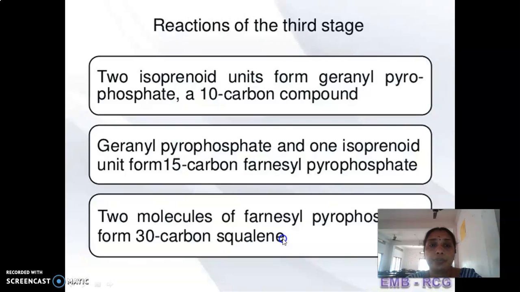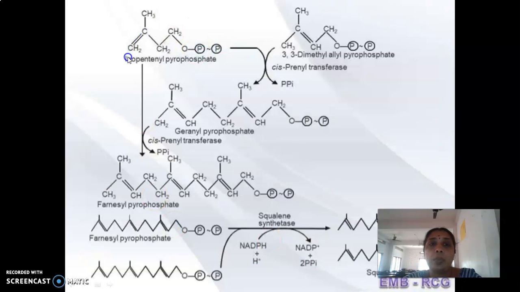I'll show you the reaction. See, this is isopentenyl pyrophosphate. So one IPP and one DPP acted upon by a transferase enzyme give geranyl pyrophosphate. See, the double bonds are in the isoprenoid side chain in alternate positions, to give rise to the 10 carbon, the 1, 2, 3, 4, 5, 6, 7, 8, 9, 10. Right? So the 10 carbon geranyl pyrophosphate is acted upon by another transferase enzyme which transfers one more molecule of IPP to give rise to 15 carbon farnesyl pyrophosphate.